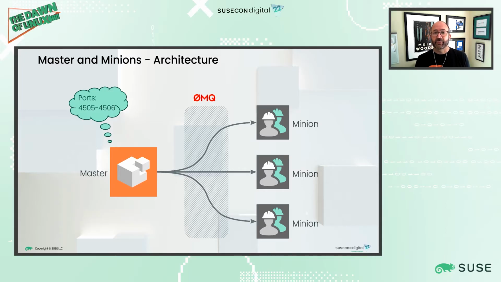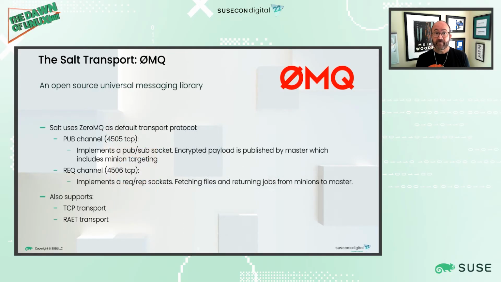They communicate using ZeroMQ. ZeroMQ is an open source universal messaging library. Salt uses ZeroMQ as the default transport protocol. So again, we have two channels, two ports open on the Salt master, and two different ways of communicating: the pub-sub socket on 4505 and the request-response socket on 4506. ZeroMQ also supports TCP and RAET transport, but no need to get into too much detail on those. Just know that ZeroMQ is the messaging transport for Salt.